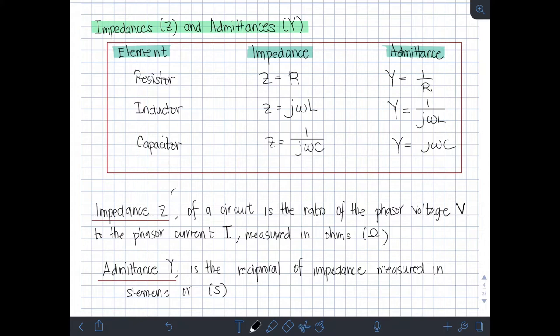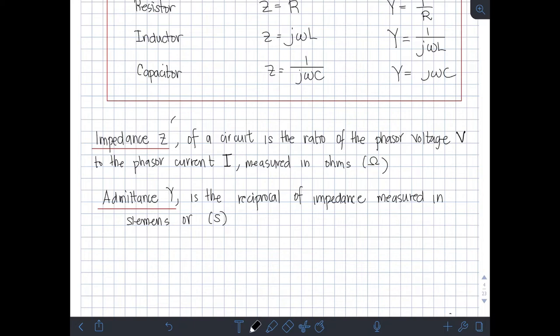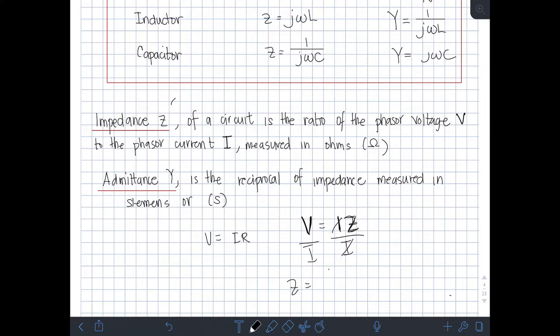So, itong impedance formula, binasa lang din siya sa Ohm's law. So, di ba sa DC, meron tayong V is equal to IR. Now, dito naman sa AC, pwede tayong magkaroon ng impedance using Ohm's law na V is equal to IZ. Okay, so pag dinivide natin both sides by I, makukuha natin na yung Z nga is equal to V over I. Ratio ng phasor voltage sa phasor current. Tapos measured itong impedance in ohms.